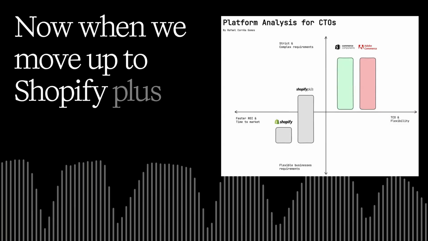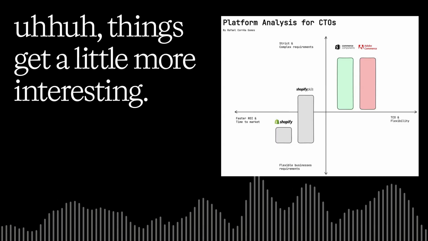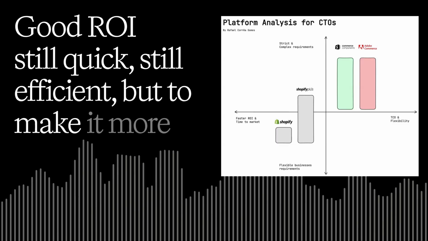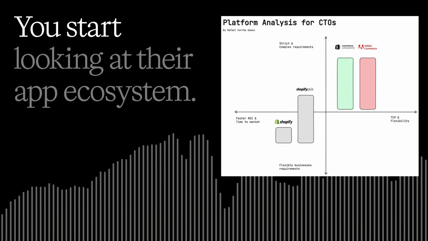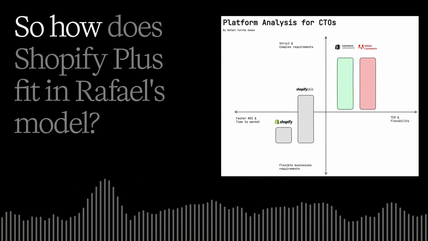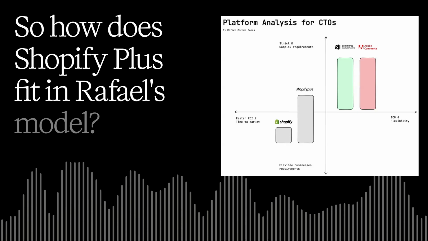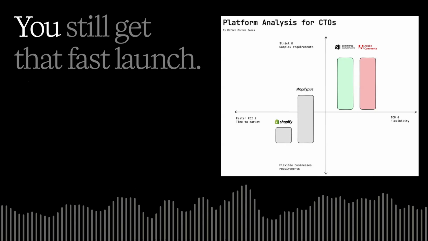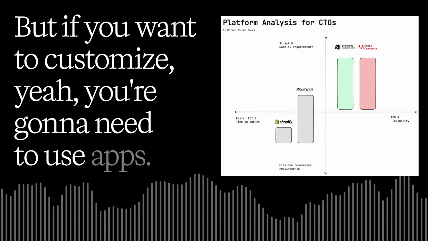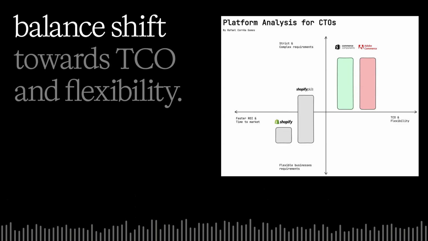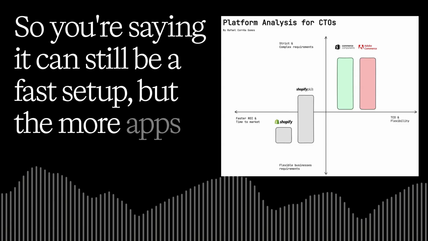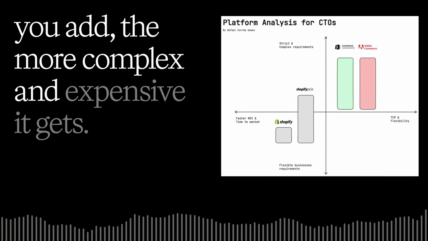Now, when we move up to Shopify Plus, things get a little more interesting. It still has good time to market, good ROI. Still quick, still efficient. But to make it more tailored, you need a little extra help. You start looking at their app ecosystem. The app ecosystem, that's where the magic happens. So how does Shopify Plus fit in Rafael's model? It's a bit of a hybrid. You still get that fast launch. Okay. But if you want to customize, you're going to need to use apps, and that's where you start to see that balance shift towards TCO and flexibility. So you're saying it can still be a fast setup. But the more apps you add, the more complex and expensive it gets.